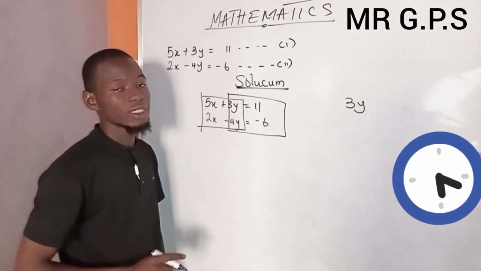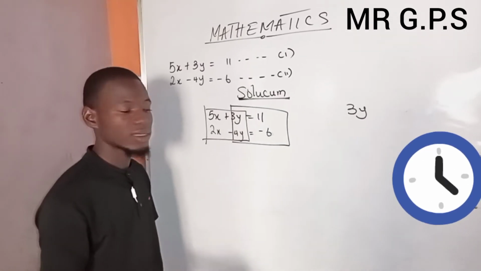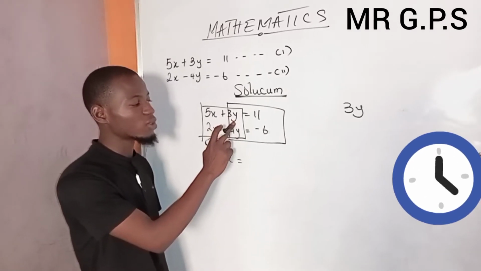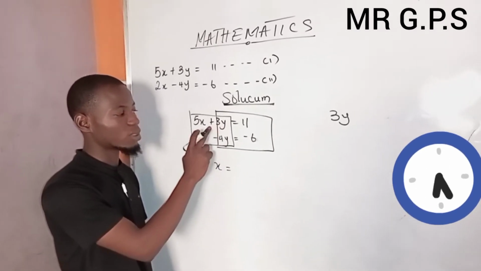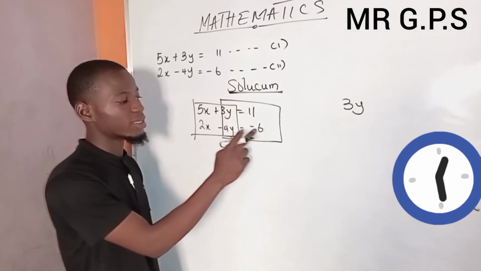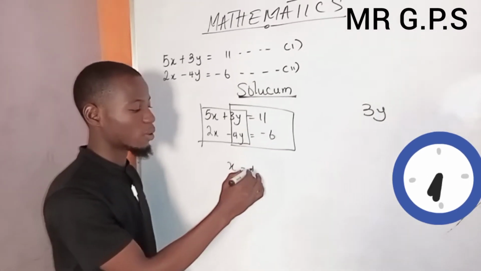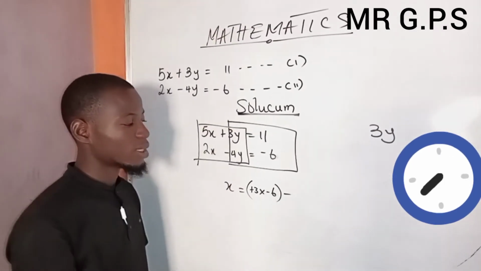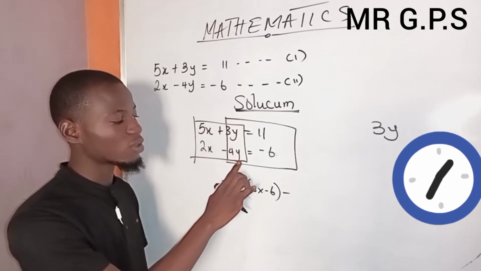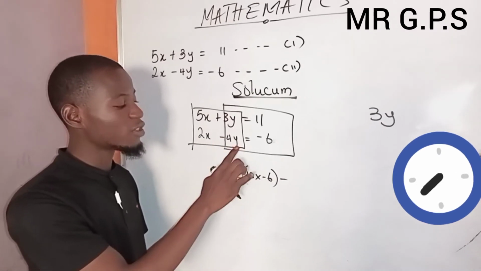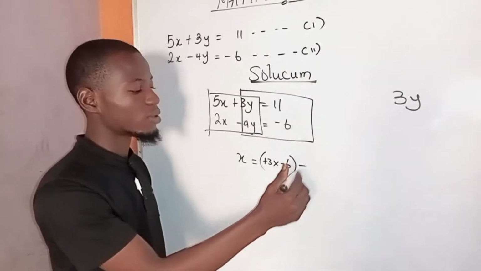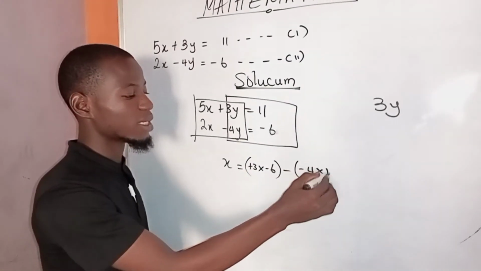So the first thing we can actually look for is the value of x. So we write x equals to, what is the coefficient of y? Yeah, it is plus 3. So you do plus 3 times minus 6. That is plus 3 times minus 6. Put it in a bracket, minus. The next thing is for you to come to the coefficient of y in equation 2. And the coefficient of y here is minus 4. So minus 4 times 11. That will be minus 4 times 11.